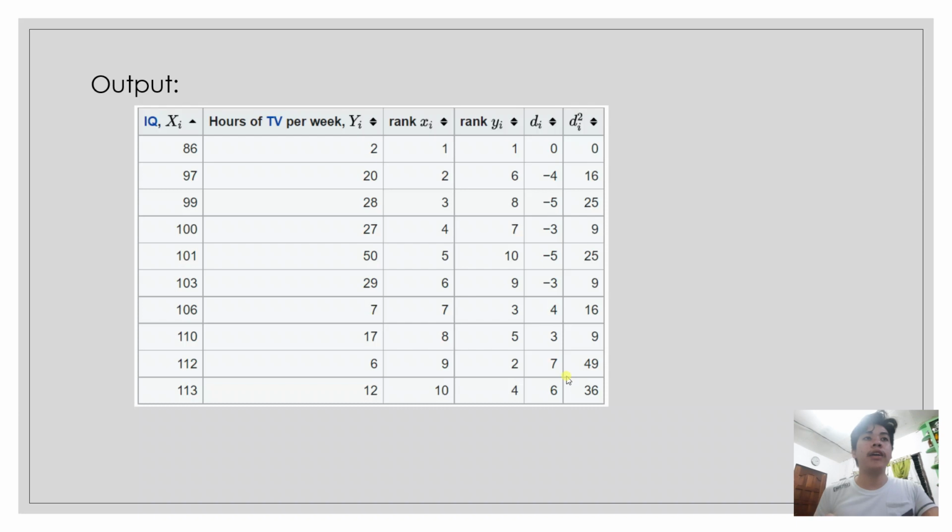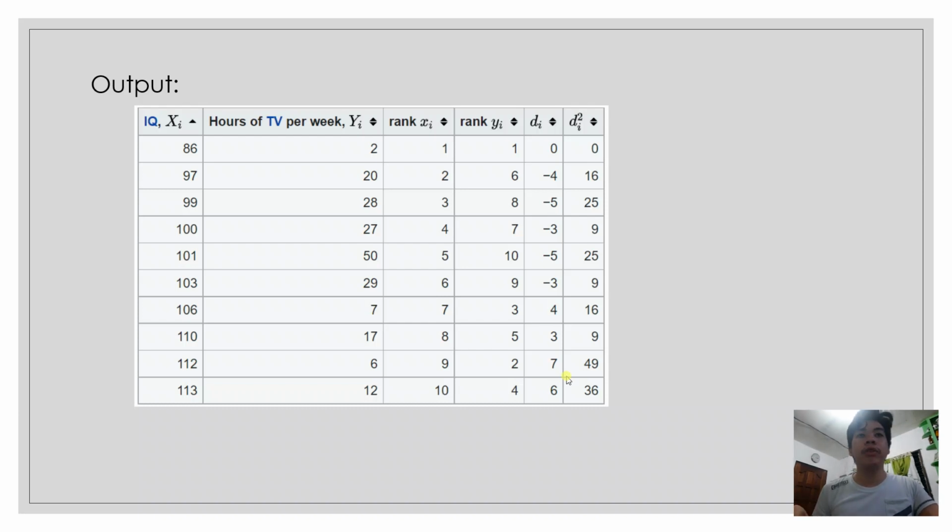First, we have the x variable. The second column is the hours of TV per week, and we need to rank the x. The 86 is rank 1, 97 is rank 2, 99 is rank 3, 100 is rank 4, 101 is rank 5, and so on and so forth. The same goes for ranking the variable y.